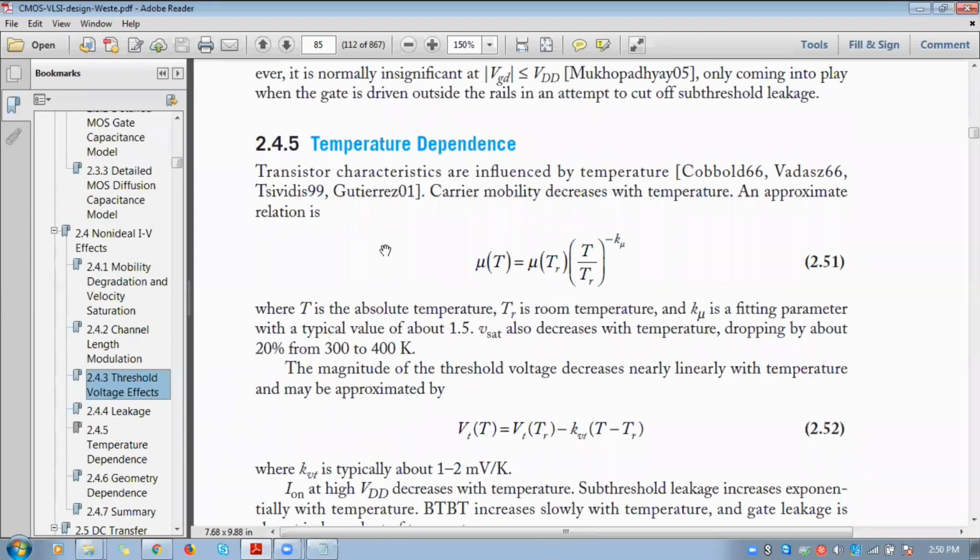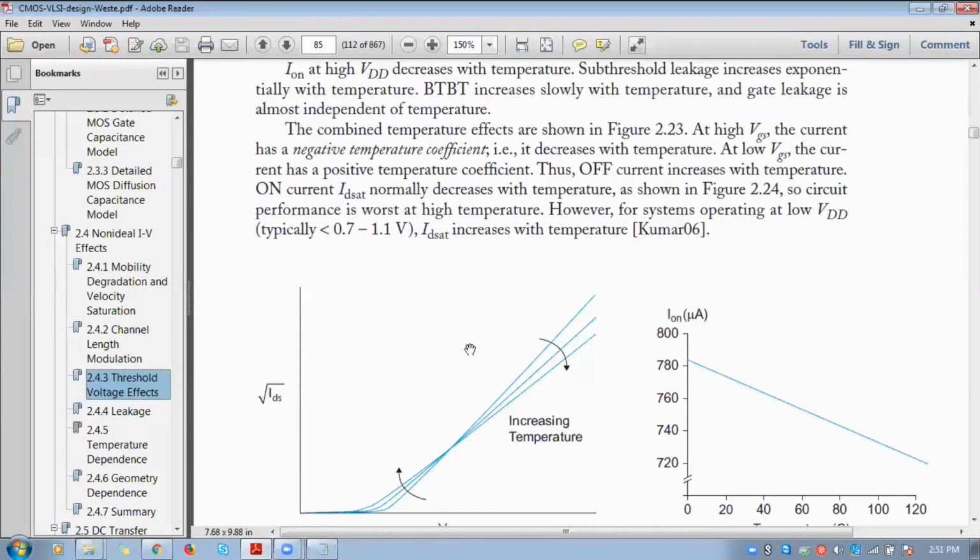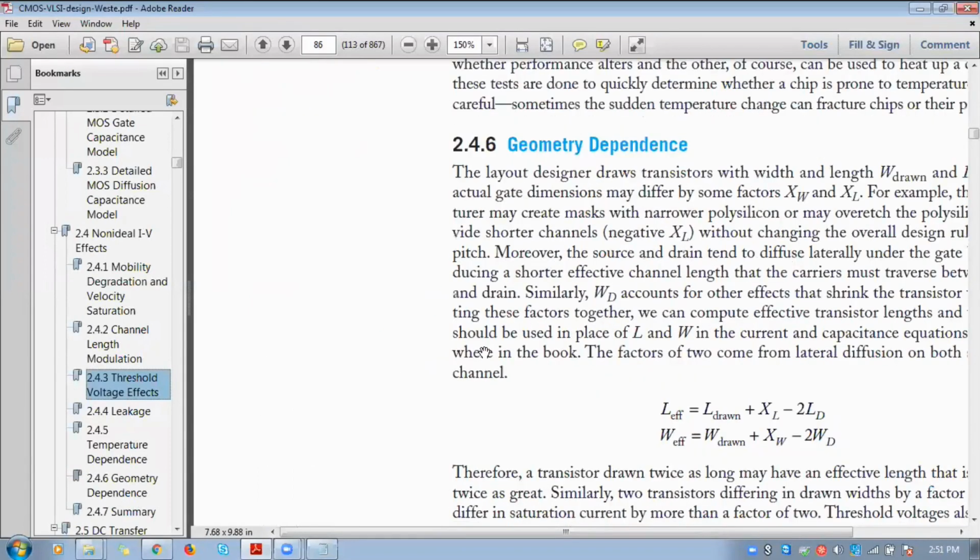So electrons can move very fast with high energy. So it will improve the current, first, by decreasing the threshold voltage. Due to increase in temperature, threshold voltage also decreases. That is the case they have mentioned with this equation. So as the threshold voltage decreases, we need to apply only a smaller input voltage to make the inversion happen. So likewise, the temperature has both a positive as well as negative impact on the non-ideal IV cases. Then comes the geometric dependence.